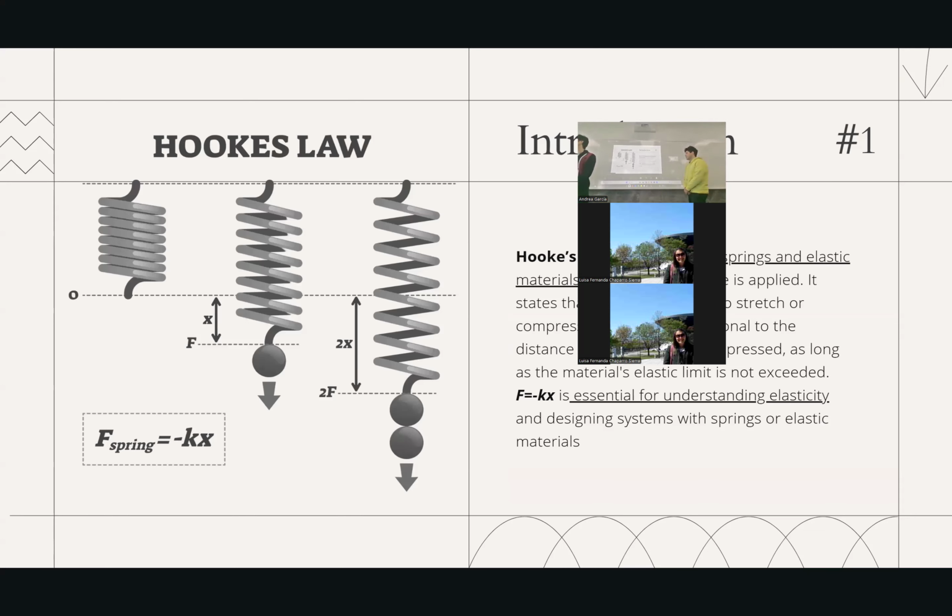The first part is the introduction. Hooke's law describes how springs and elastic materials behave when a force is applied. It states that the force needed to stretch or compress the spring is proportional to the distance it is stretched or compressed, as long as the material's elastic limit is not exceeded. This formula is essential for understanding elasticity and for designing systems with springs or elastic materials.